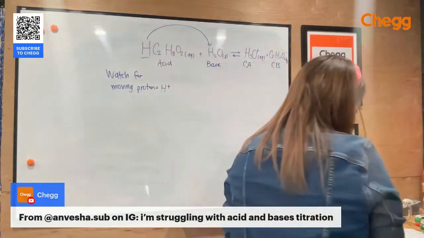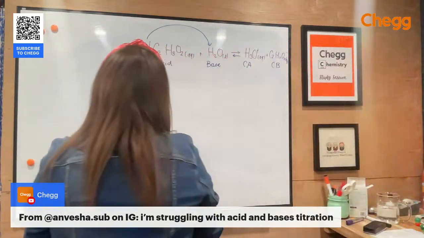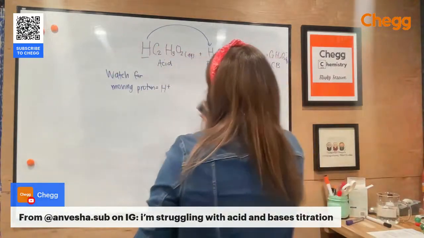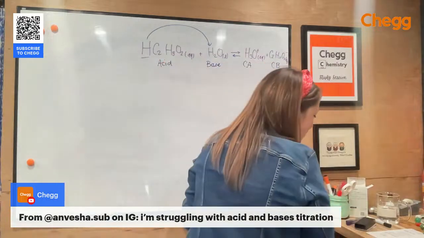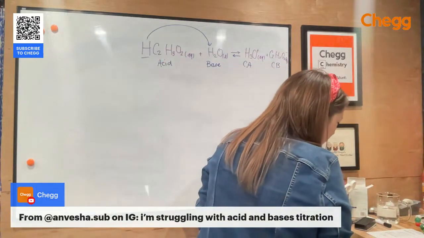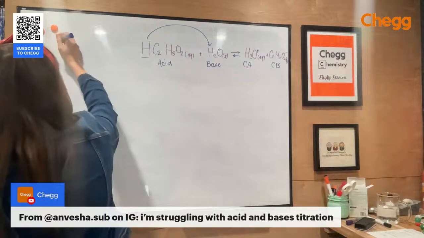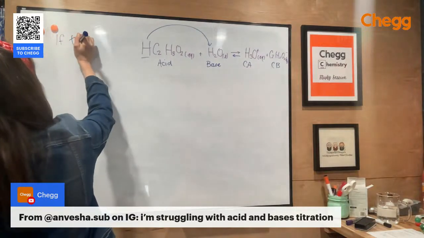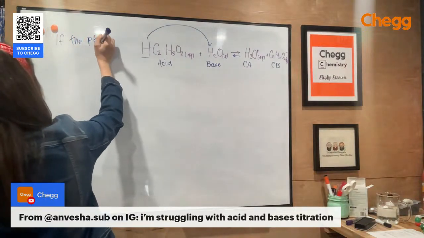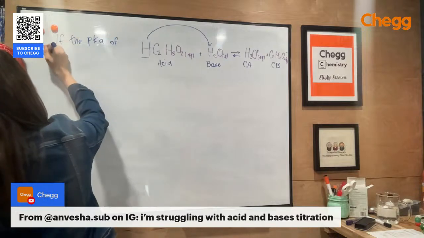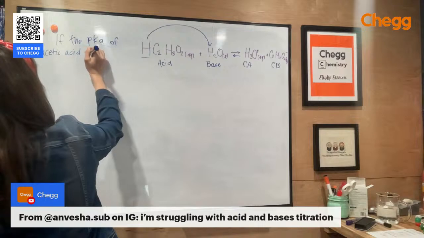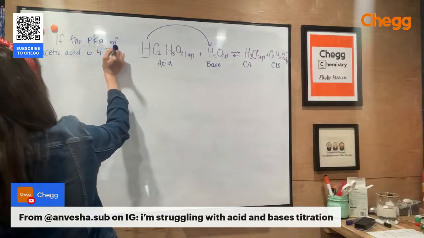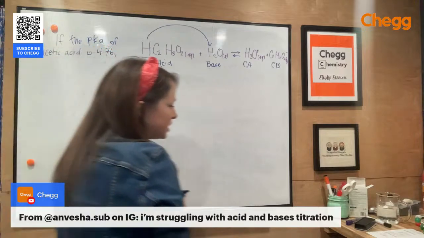Let's use this reaction. This is actually acetic acid, commonly known as vinegar. So let's say we have, I don't know. All right, if the pKa is given, let's figure out the pH.